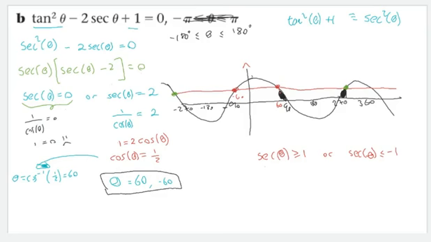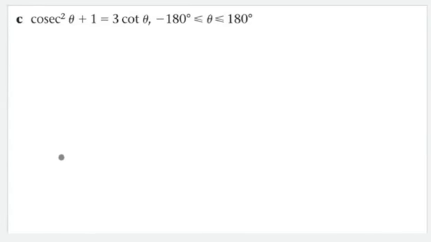Cool. Any questions? No, all good. Okay. Third one. So again, just 1 minute to think about what identity we're going to need, and then how we can form a nicer quadratic equation. Okay, so what identity are we going to use here?